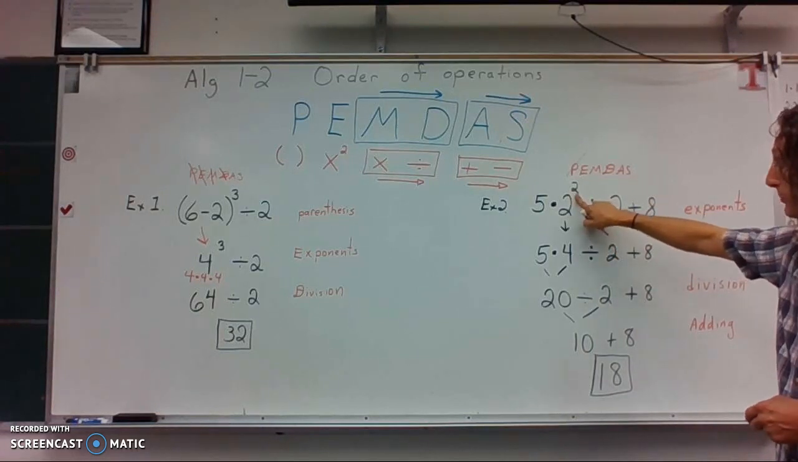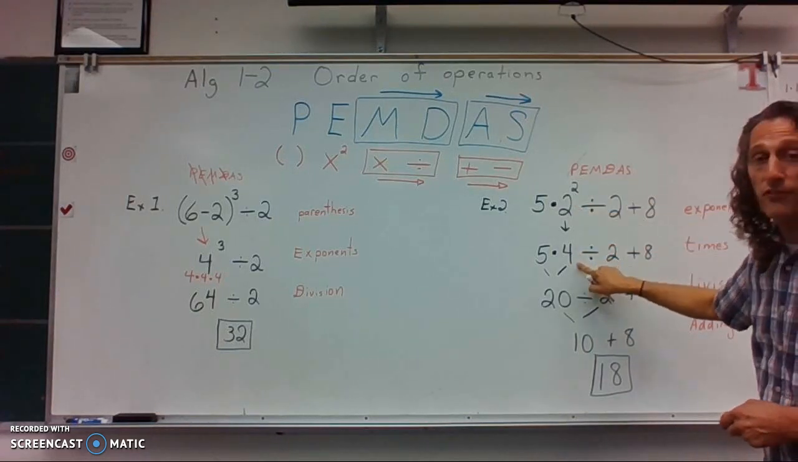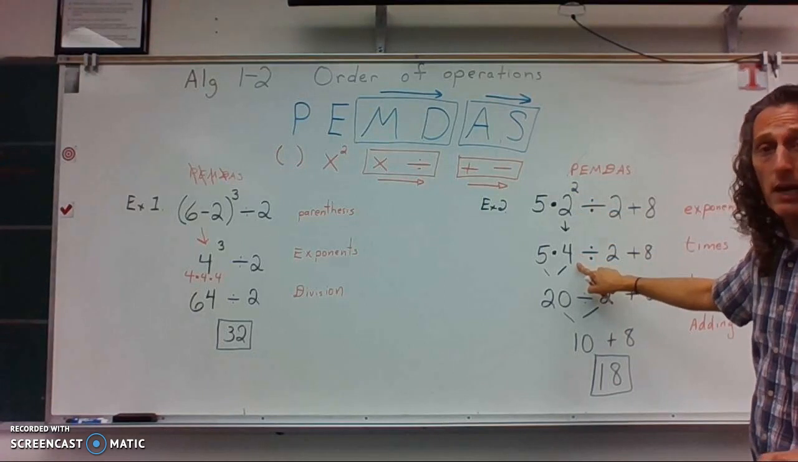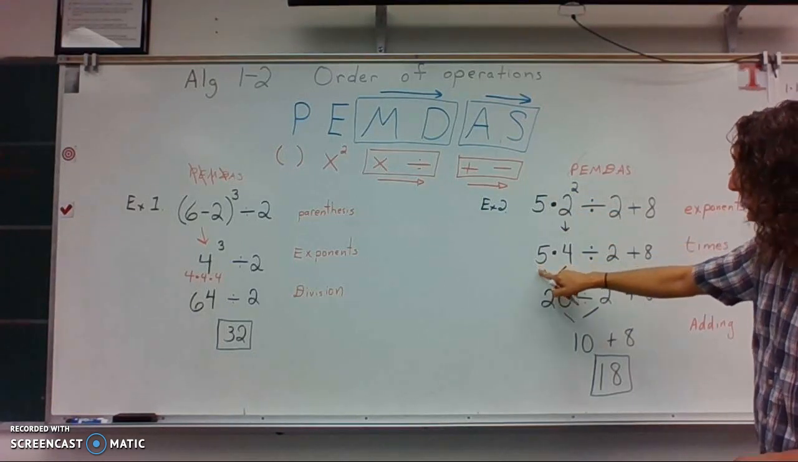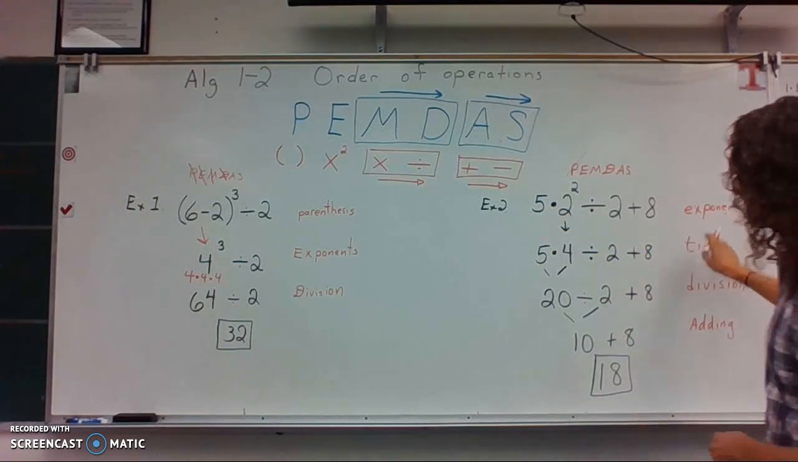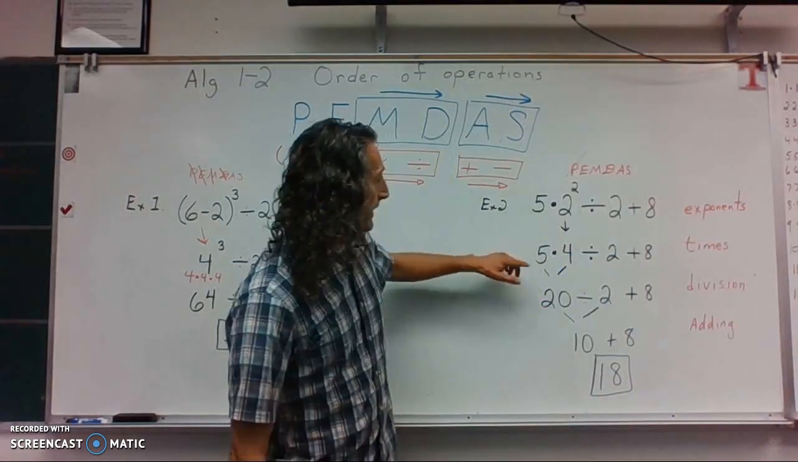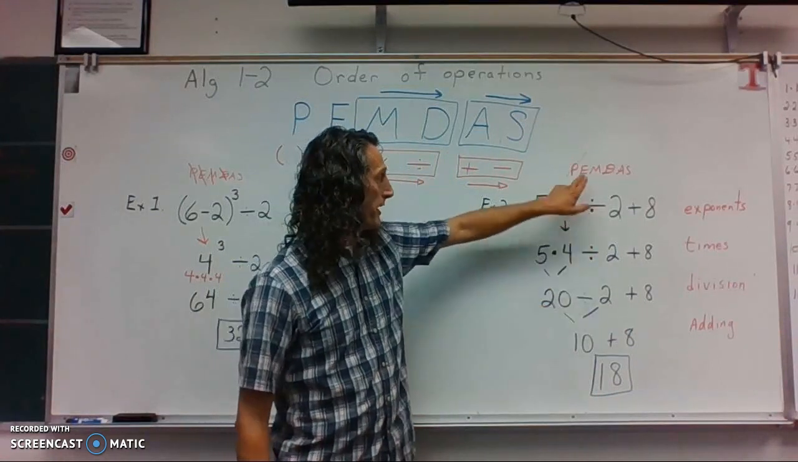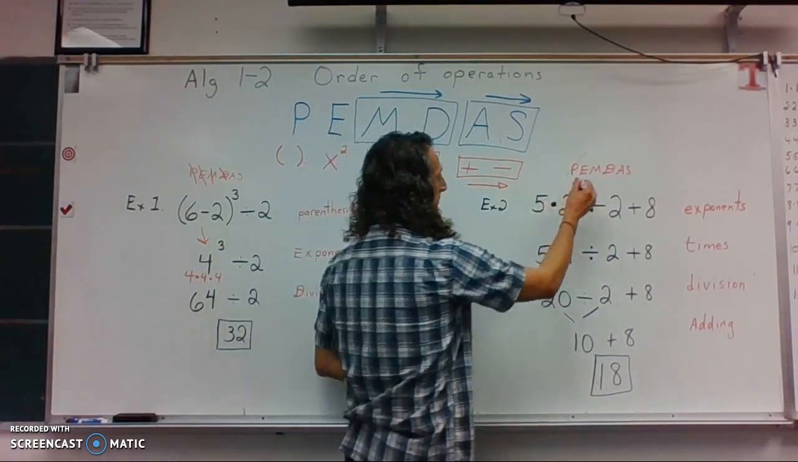So that 2 squared means 2 times 2. It makes the 4. Everything else copy down exactly the same. I copy down the 5 again, the division sign, the 2, and the plus 8. So there's my exponents. Then I look, and I have times. Okay, so my exponents are done.